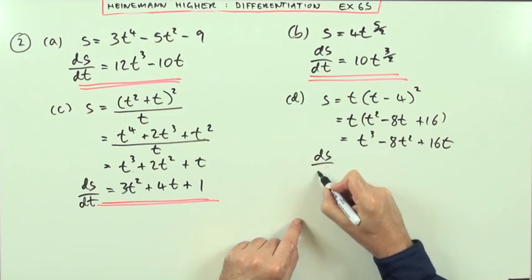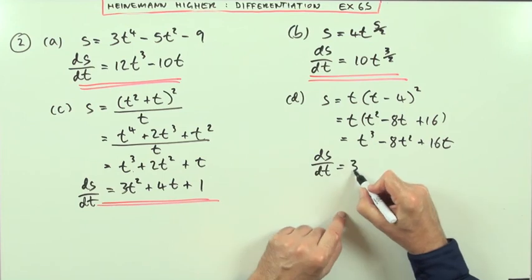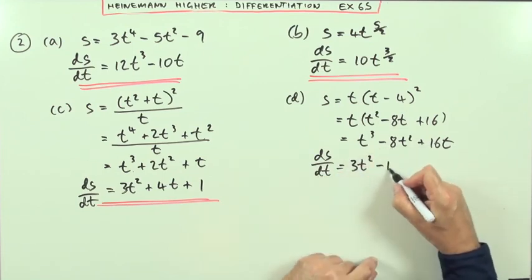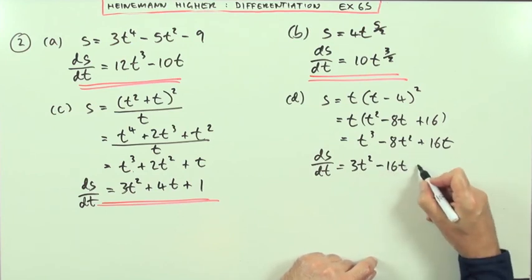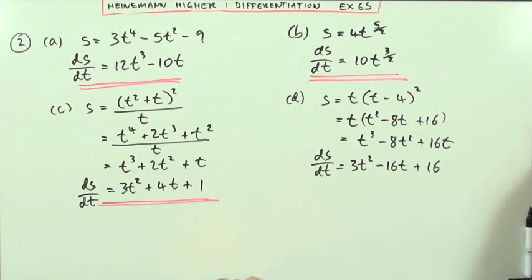Now I can differentiate it. ds by dt is nice, clean and neat. Multiply by the power, take 1 off the power. Multiply the power, 2 8s, negative, negative 16. Take 1 off the power, just 1. Linear term, so it'll just be the coefficient 16. And there it is. Question 2.